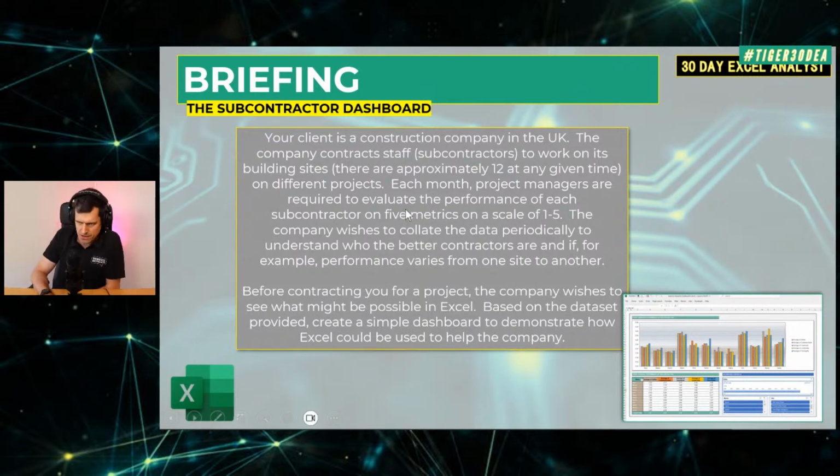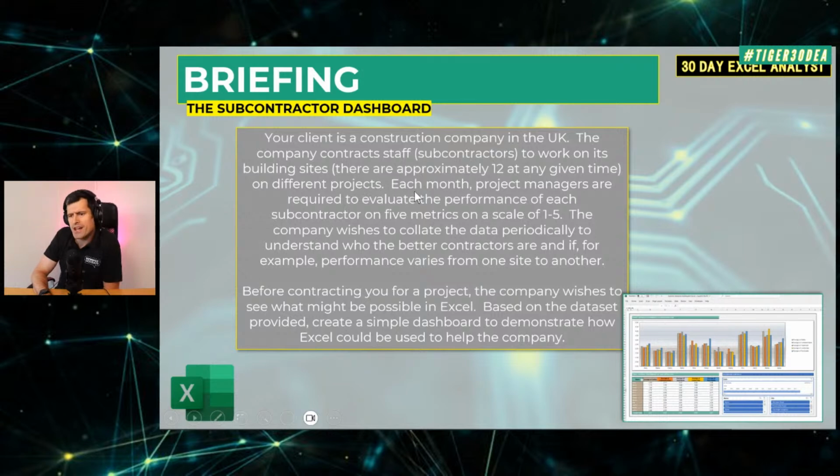Go ahead and download that file because we've got our briefing here. This is what we're going to try to do. So your client is a construction company in the UK. The UK contracts subcontractors to work on its building sites, and there's approximately 12. Although I think I reduced that to 5 in this data set. Anyway, there's some building sites.